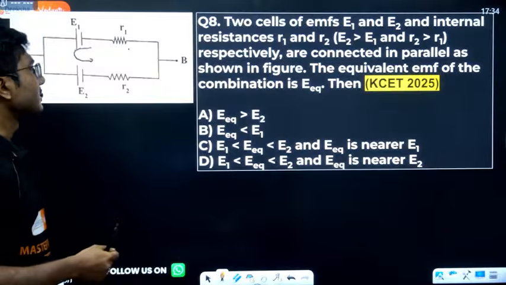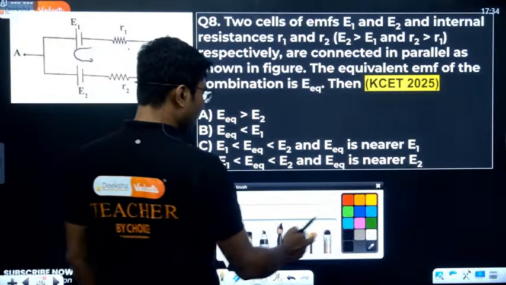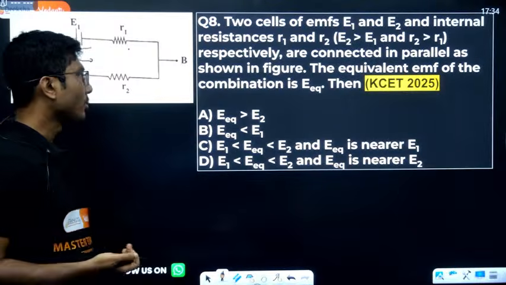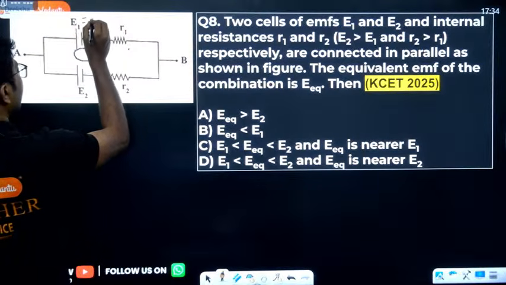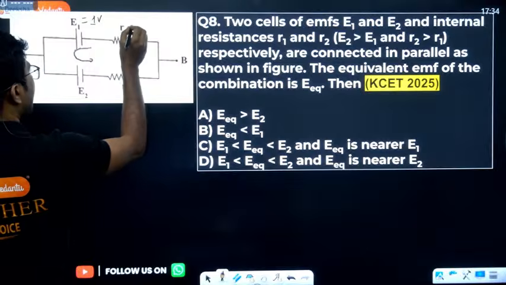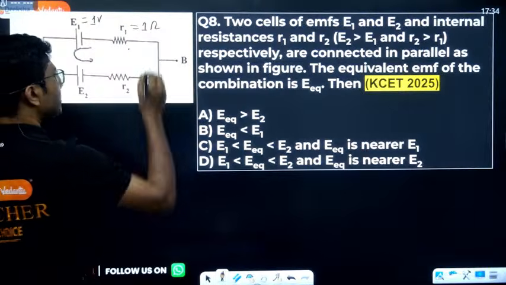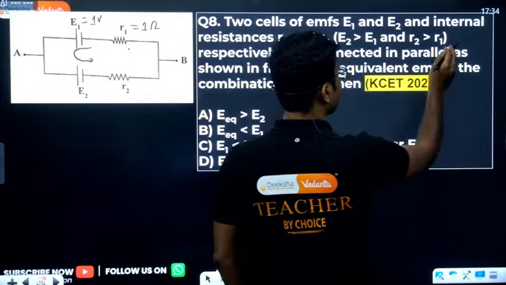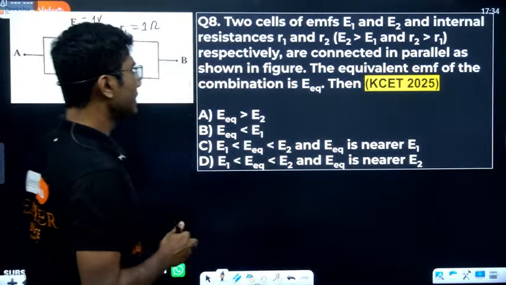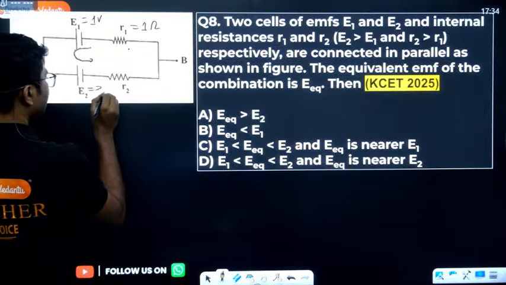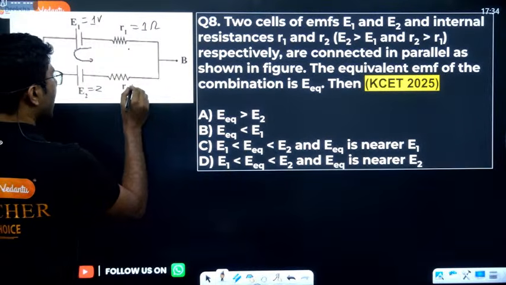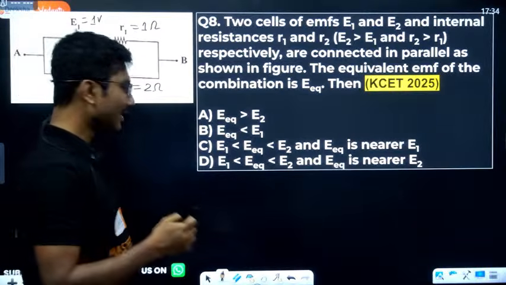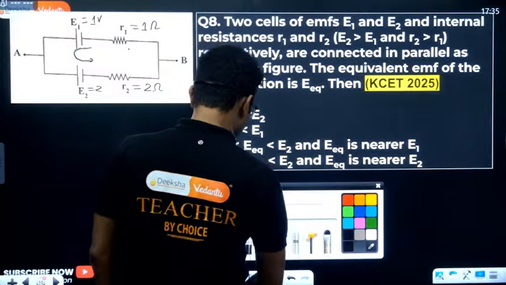Now how to handle this kind of question? The easiest way, because it's a data-less question, is to use data on our own. Let us take E1 to be 1 volt and R1 to be 1 ohm. These are the smallest possible values, which we can take based on our convenience, as long as this condition is satisfied. E2 is greater than E1, so let's take this as 2 volt and R2 also 2 ohm. We are taking such values so that our mathematical calculation is less.